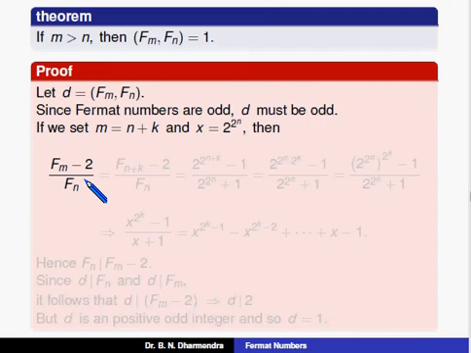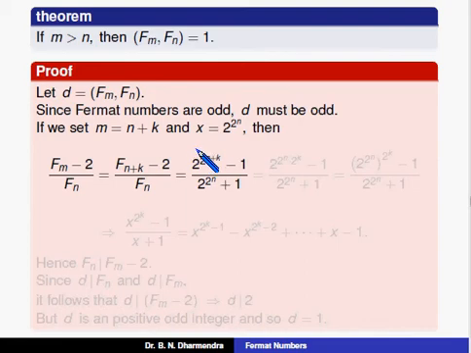So now I have to substitute that value of m, that is f suffix m is equal to (n plus k minus 2) divided by fn. Now I have to substitute the definition of the Fermat number, that is 2 to the power of (n plus k) minus 1, divided by 2 to the power of n plus 1.